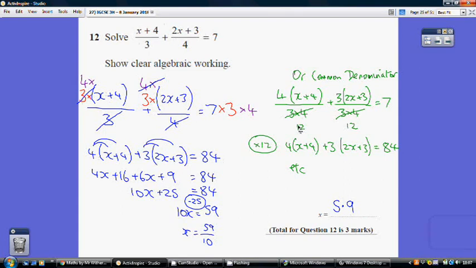Now you'll see that at that point, if you then choose to multiply throughout by 12, we get this line here, and that's exactly the same line as I've got over here in blue. So there are two ways of doing the same thing, just a slightly different approach.